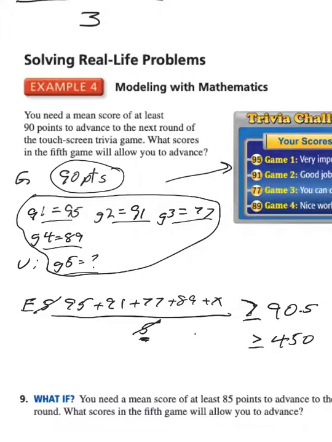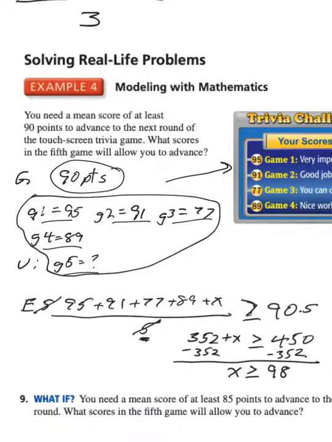So 352 plus x equals 450. And what I'm going to do is subtract the 352 from both sides. And I get a final answer of x is greater than or equal to 98. So that's the minimum score I have to get to be able to advance to the next round.